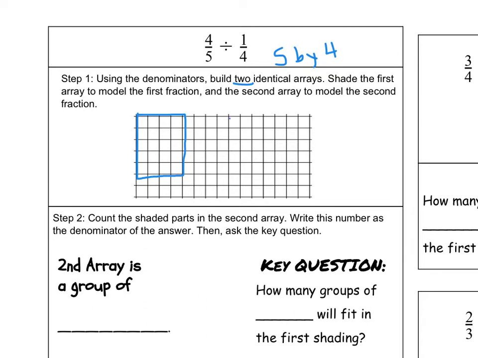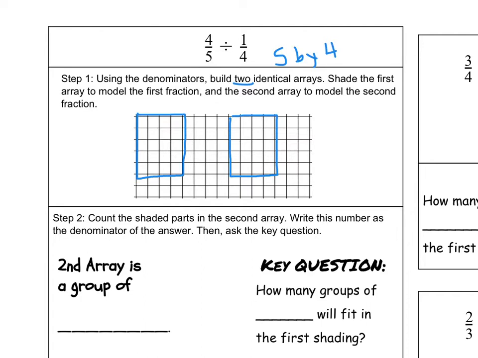So I'm going to do another one over here. 1, 2, 3, 4, 5 by 1, 2, 3, 4. Okay, so step 1 was to just build my 2 arrays. And then I'm going to shade them to model each fraction. So let's do the first one. We're going to shade it. And I'm going to do that in green.